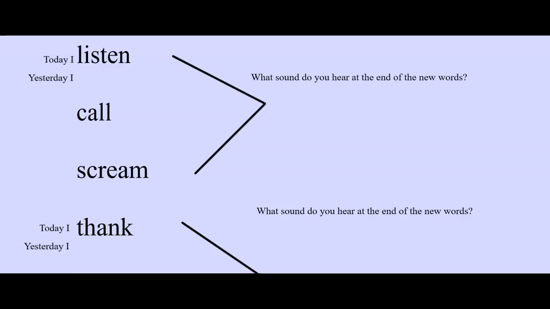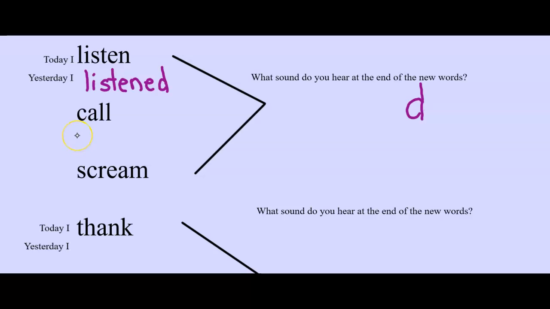So here's the word listen. Listen is a verb, and when we add ed to it, it makes it happen in the past. So today I listen, but if I add ed to it, then it makes it listened, and it looks like this. Listen with an ed, and that shows that it happened yesterday. So yesterday I listened. And you can hear that it has the D sound at the end.